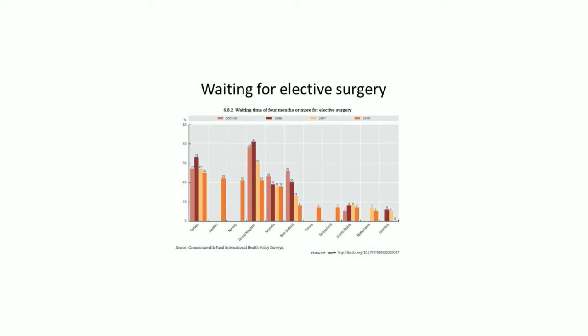But we're seeing improvements over time. This is something that these countries have been trying to improve upon. If you see in the United Kingdom, at the height of 2005, 41% had to wait 4 months or more for elective care, but by 2010, that dropped to about 21%. So they are working to try and improve things.